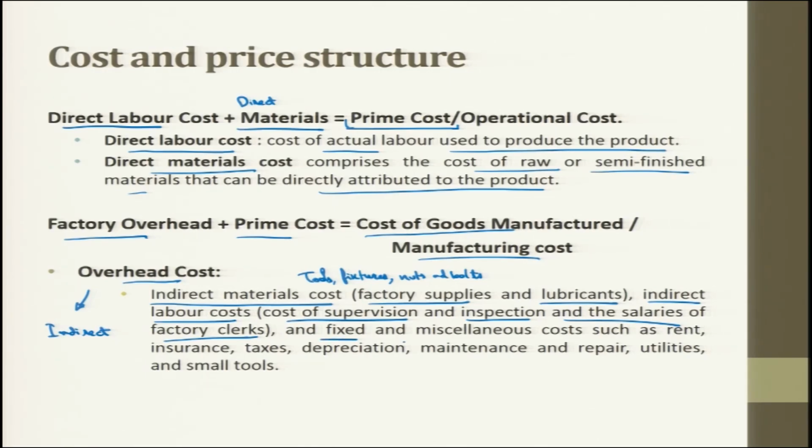And fixed and miscellaneous costs such as rent, insurance, taxes, depreciation, maintenance and repair, utilities and small tools, this is overhead cost. So, the product cost is prime cost plus factory overhead, that is, in a way, product cost is equal to direct material plus direct labor plus indirect material plus indirect labor plus miscellaneous.